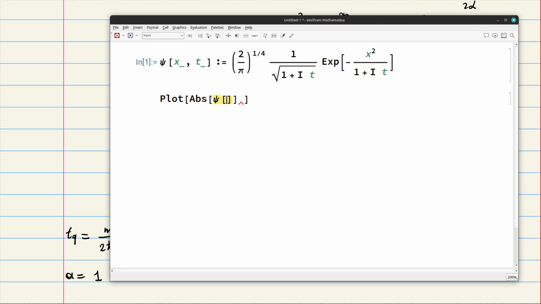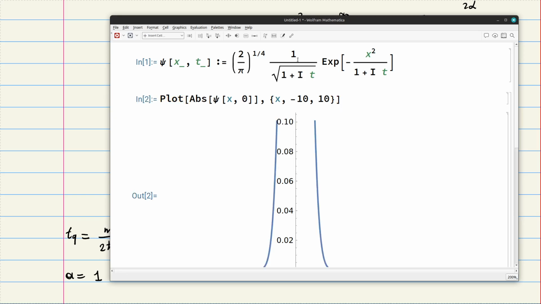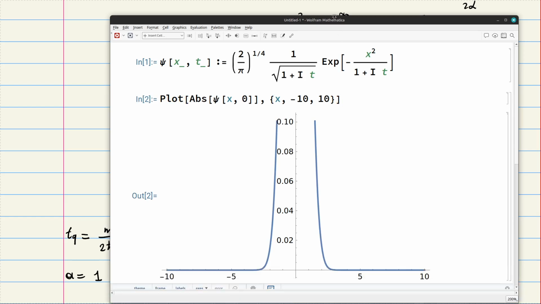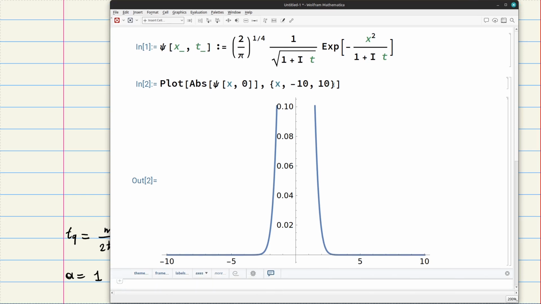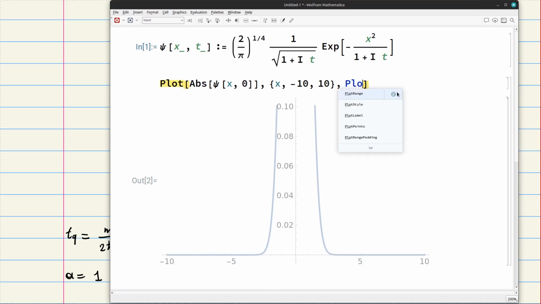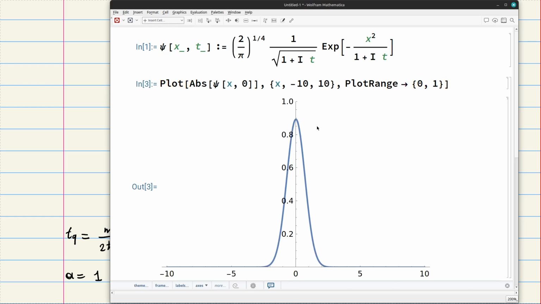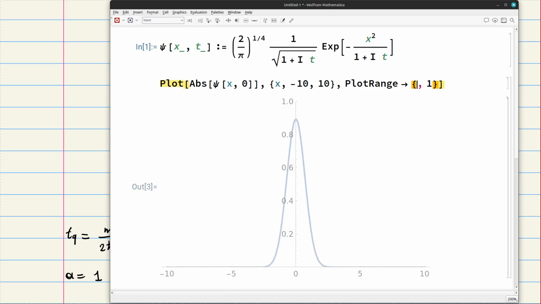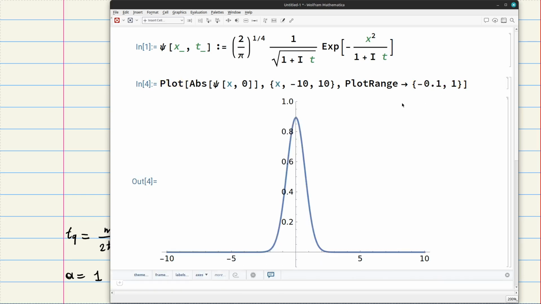Psi of x comma, let's put t equal to 0 initially, and x goes from, I don't know, minus 10 to 10. And I also need to do plot range, I don't know, let's do from 0 to 1. Good. So that's the function. Actually, let's do minus 0.1 to 1. Okay, a little nicer. And now I want to move time a little bit.